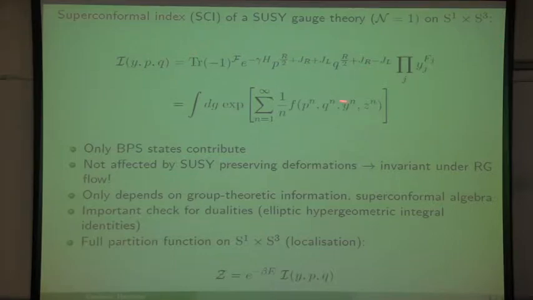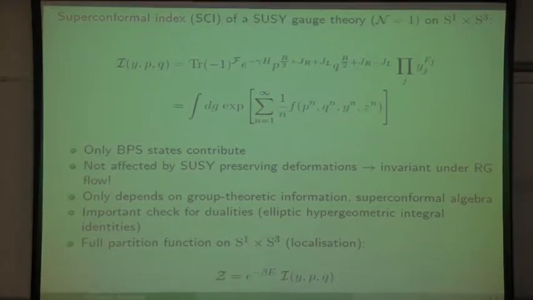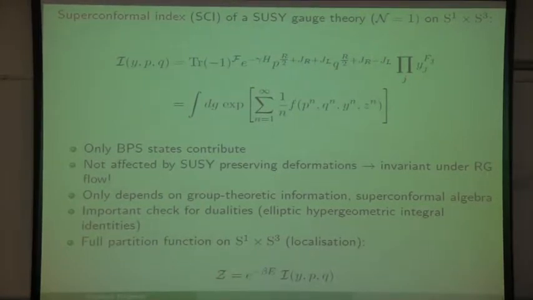Indices are traces over objects that correspond to elements in the superconformal algebra. This can be rewritten as a gauge invariant integral over objects that are essentially characters, in the sense that Nick has told us. So what are the properties of this object? Only BPS states contribute. It's invariant under SUSY-preserving deformations. It only depends on group theoretic information.